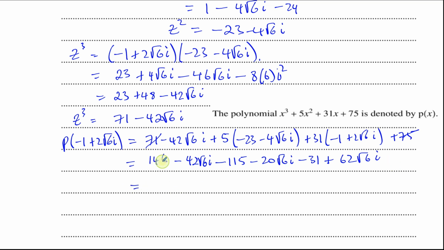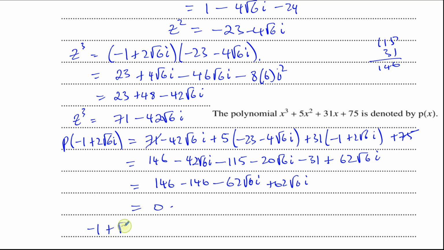Okay, so now we got 146 minus 146, which is good, because minus 115 minus 31. If you add 115 and 31 together, you get 146, but they're both negative, so it's going to be negative 146. And minus 42 minus 20 is minus 62 root 6i. So we dealt with those, and we got plus 62 root 6i. So we can see here, everything cancels out. That gives you 0.